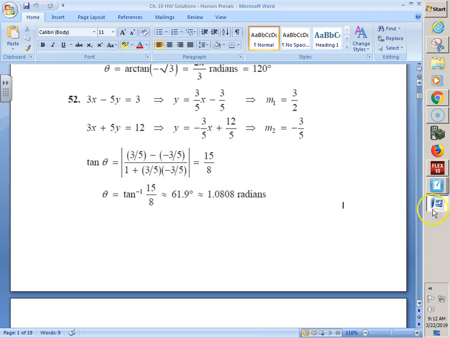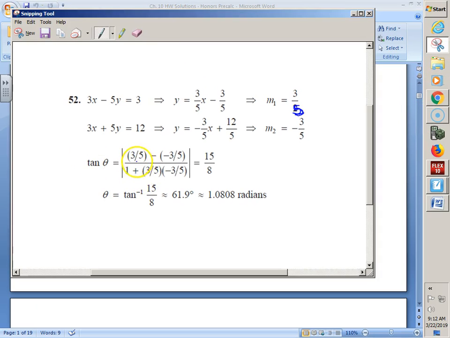So the formula is m1 minus m2 all over 1 plus m1 m2. But to be honest, the order doesn't end up mattering because of the absolute value.